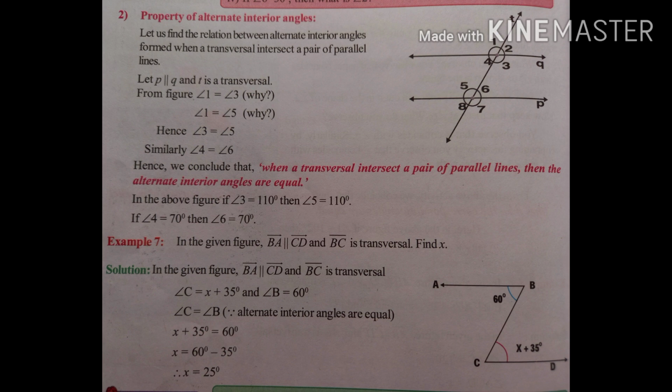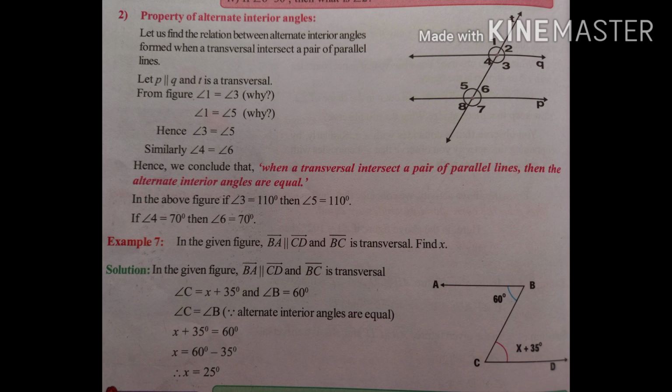alternate interior angles. Hence, we conclude that when a transversal intersects a pair of parallel lines, then the alternate interior angles are also equal. Means angle 3 is equal to angle 5, angle 4 is equal to angle 6. In the above figure, let us consider angle 3 is equal to 110 degrees. Then angle 5 is also 110 degrees. If angle 4 is 70 degrees, then angle 6 is also 70 degrees. Why? Because the alternate interior angles are all the same.